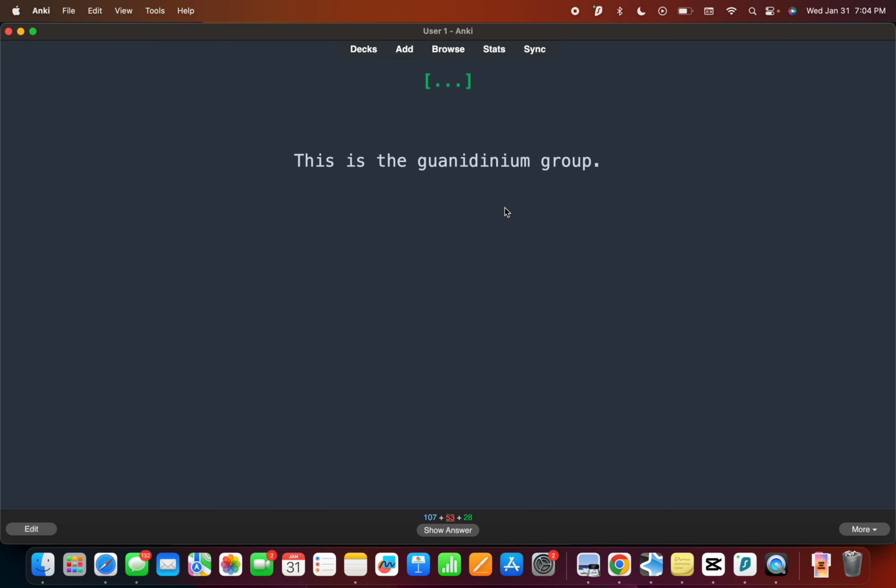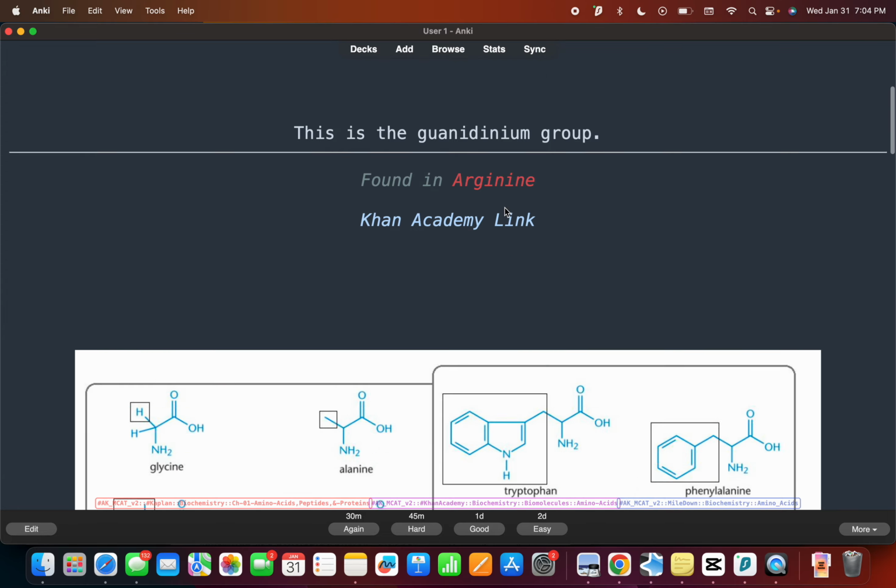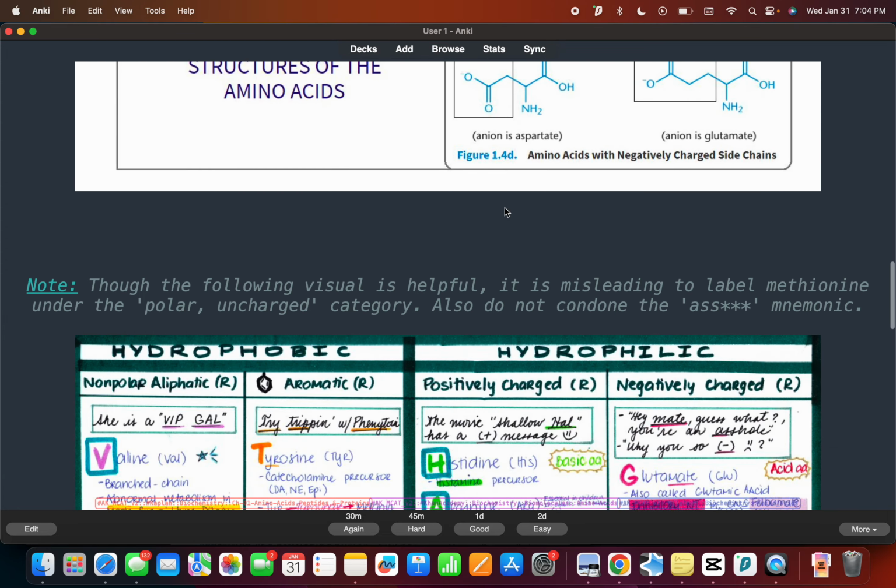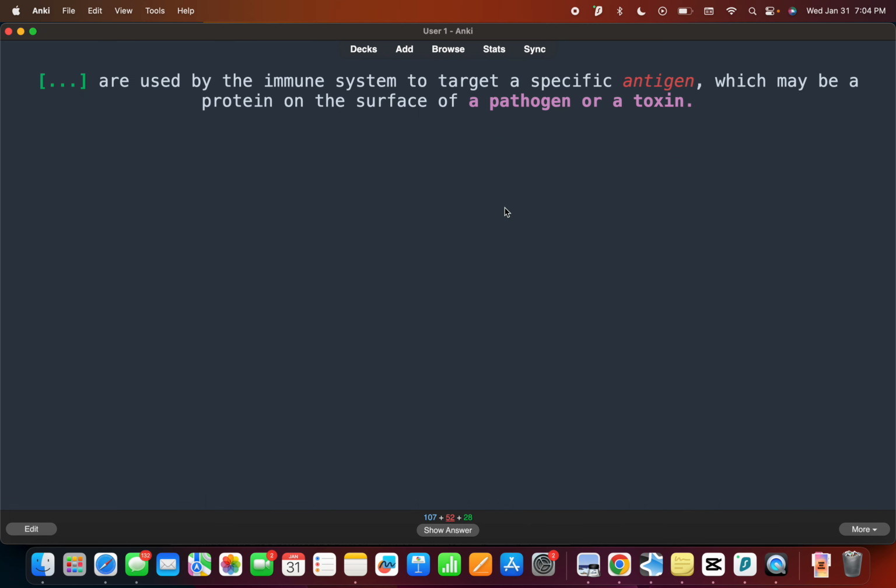What is the guanidinium group? It's the arginine, right? So Argentina versus Guantanamo Bay, they're close. What are used by the immune system to target a specific antigen, which may be a protein on the surface of a pathogen or a toxin? These are antibodies, also known as immunoglobulins.